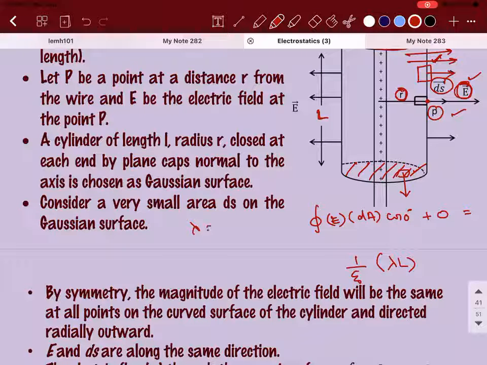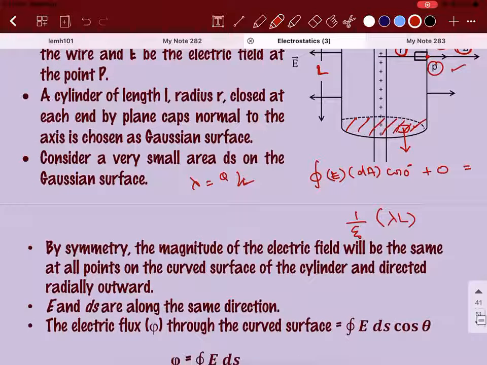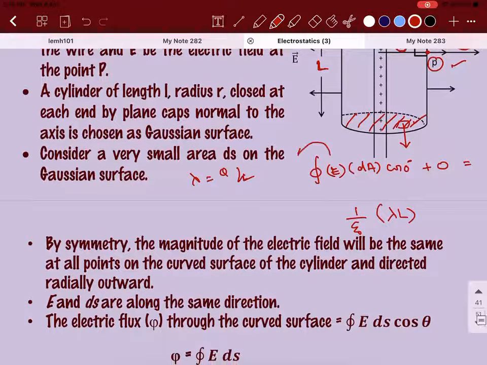So lambda is equal to Q divided by L, no? Upper Q is equal to lambda into L. So if this is the case, I told you the last step is to solve for E. The electric field at a given distance is a constant, so it comes out of the integral. E into the surface integral of dA is equal to lambda into L divided by epsilon naught, accepted.